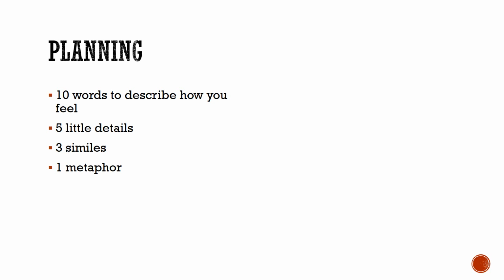Step 1. Planning. You'll need to plan to ensure that your writing has depth. The first thing you'll need to do is to look at your person in the picture, the person who you're writing as, and write down 10 words to describe how you feel. Then you'll be looking for 5 little details, probably things that you can see. Then you'll need 3 similes. Try not to repeat things that you've already written about in your details. And then you'll need your metaphor, either heaven, hell or purgatory, depending on the picture. You'll end up with slightly more than you'll need for your first paragraph.